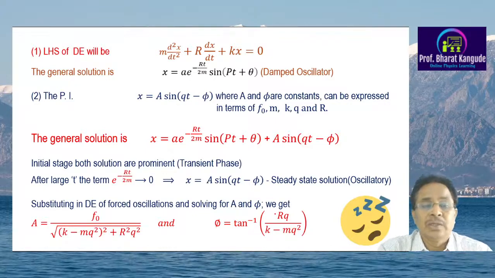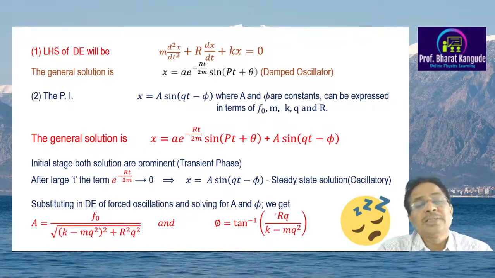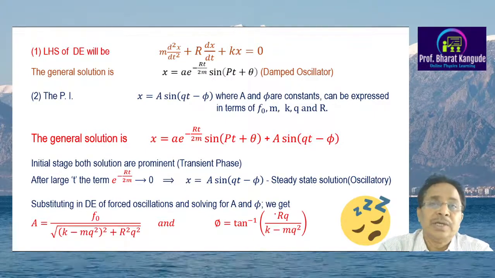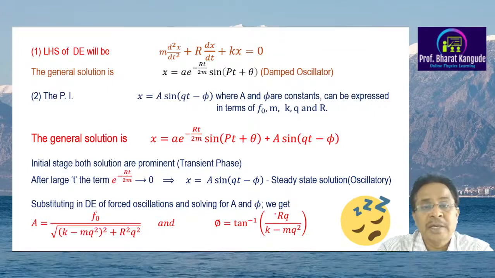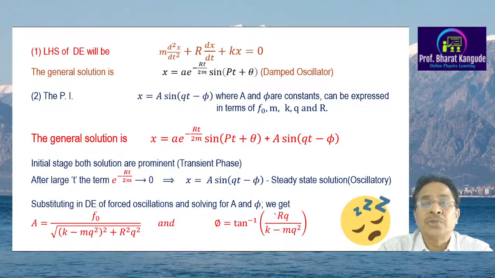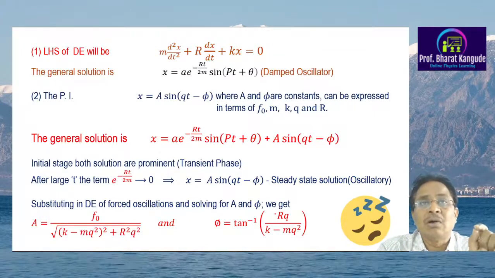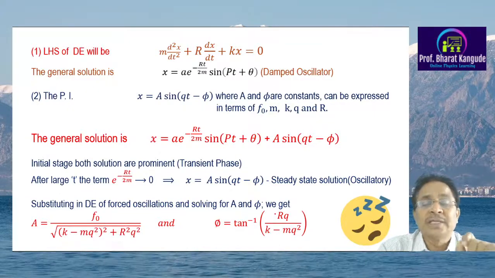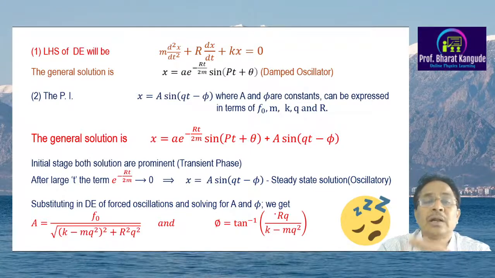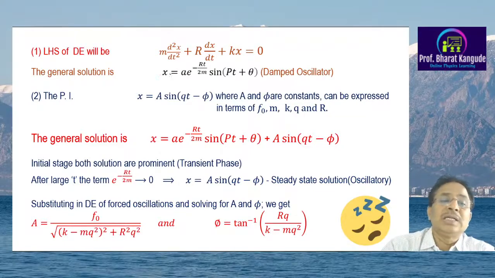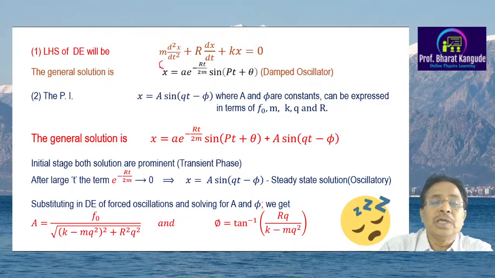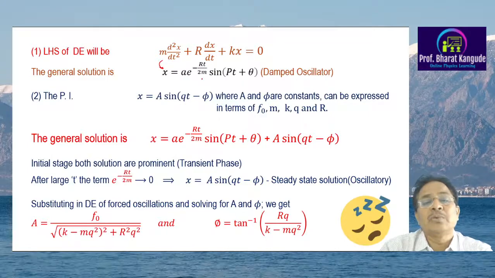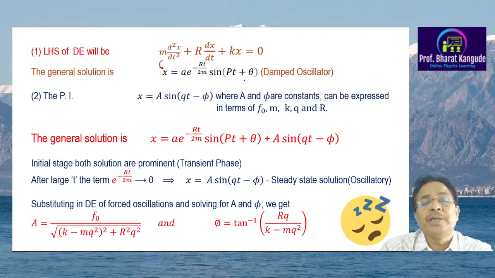The first one is what we have mentioned here. The left hand side of the given differential equation, m d square x upon dt square plus r dx by dt plus kx equals 0, is a second order ordinary linear homogeneous differential equation. The oscillatory solution of this differential equation we have already discussed in chapter 2, and it is of the form x equals a times e raised to minus rt upon twice m, into sine of pt plus theta.